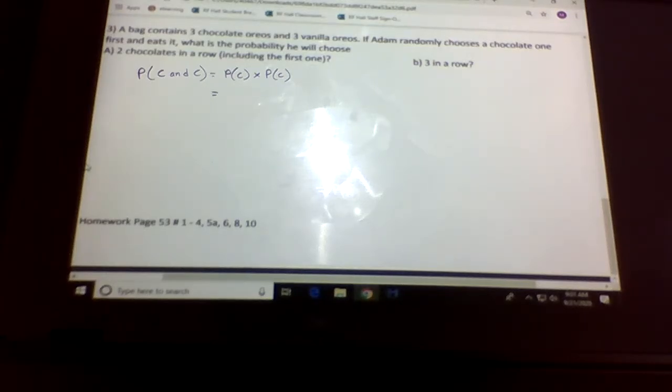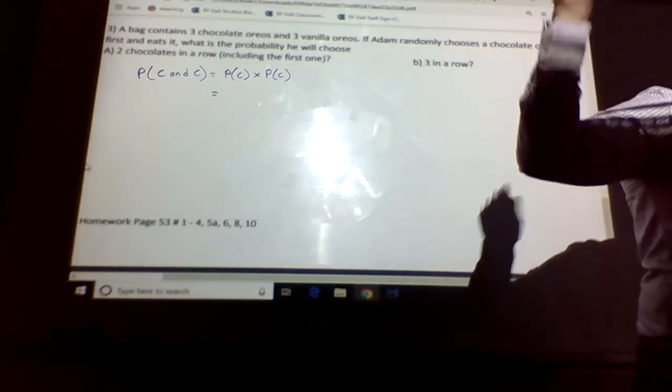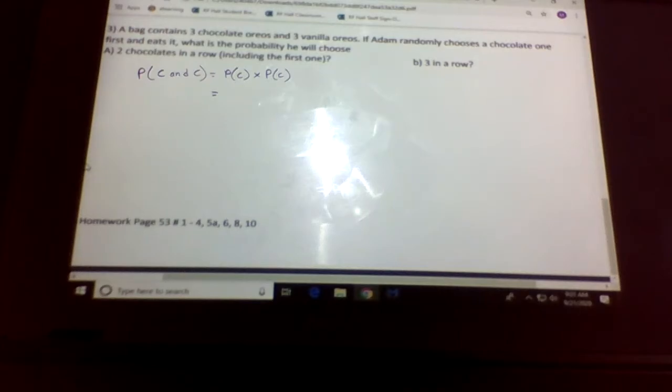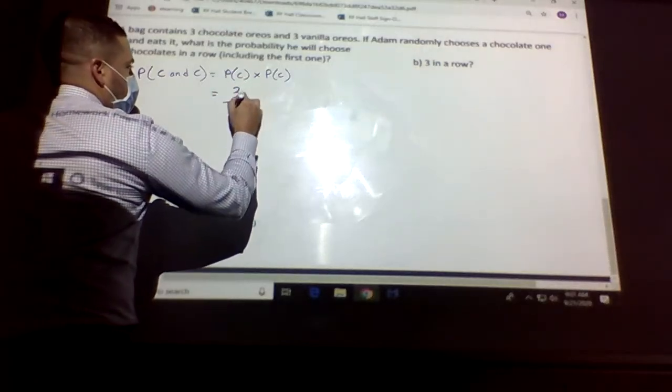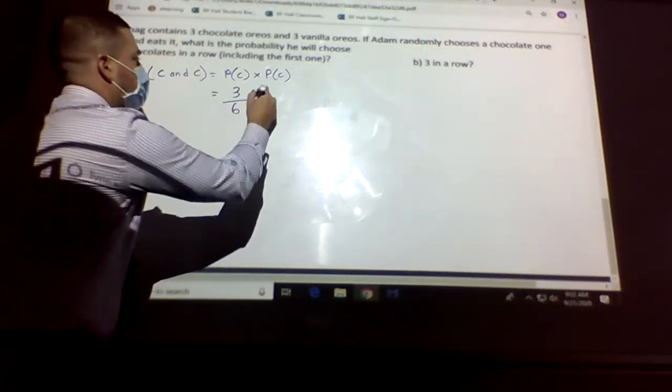Okay, so that's first. I reach in a bag and I put my hand in, I take out a chocolate Oreo. What is the chance that I did that? What's the chance that it's chocolate the first pick? Sophia? 1 out of 2, or without reducing? 3 over 6. You're both right. Okay, so I'm just going to do it without reducing, so 3 out of 6. I'll reduce at the end.